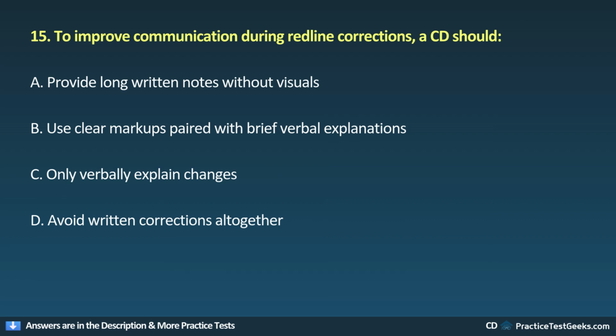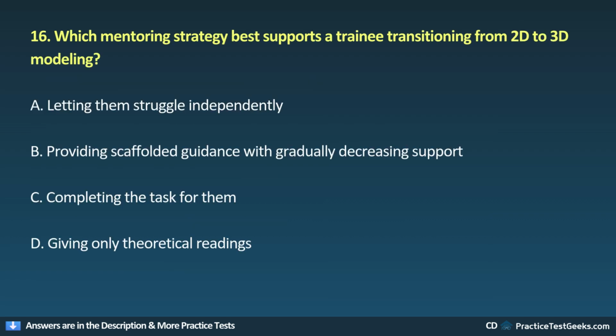15. To improve communication during redline corrections, a CD should: A. Provide long written notes without visuals. B. Use clear markups paired with brief verbal explanations. C. Only verbally explain changes. D. Avoid written corrections altogether. 16. Which mentoring strategy best supports a trainee transitioning from 2D to 3D modeling?